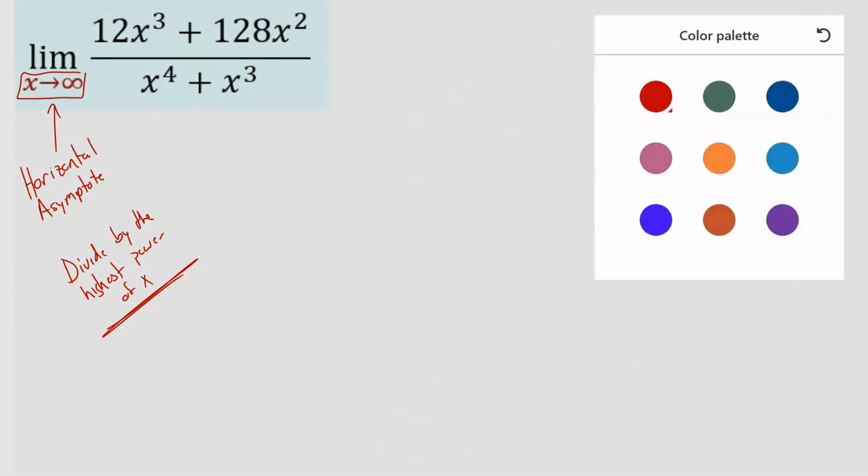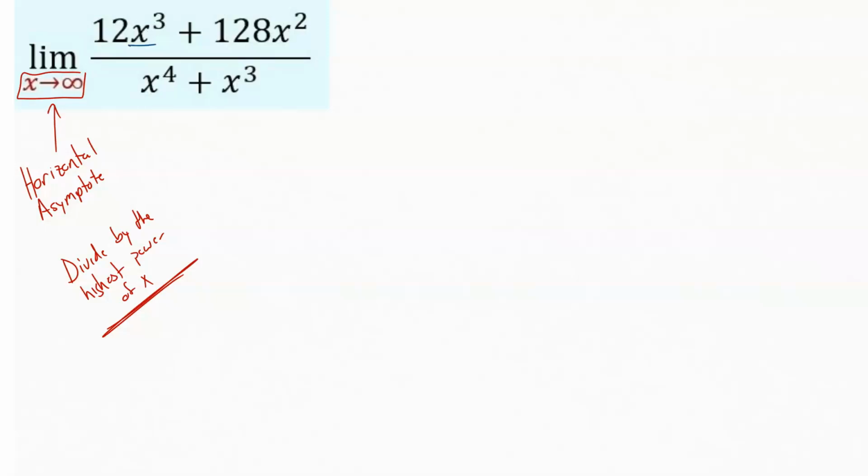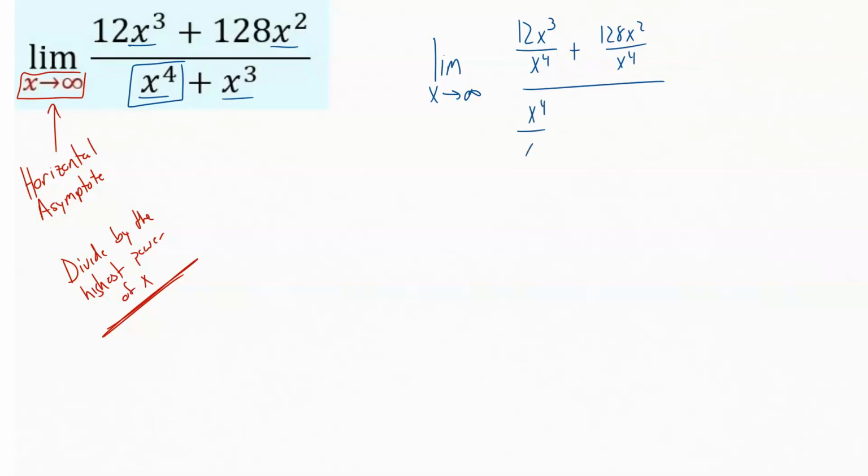Looking at our situation here, we've got an x to the third on top, an x squared, an x to the fourth, and an x to the third. So x to the fourth is our dominant term. To show your work, usually on an in-class test, usually not as much on an AP Calc test, you divide everything by that highest power of x. So 12x to the third divided by x to the fourth plus 128x squared over x to the fourth, and then all of that's over x to the fourth divided by x to the fourth plus x to the third divided by x to the fourth.